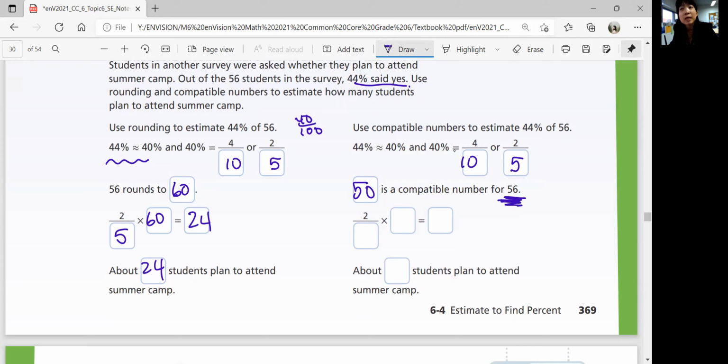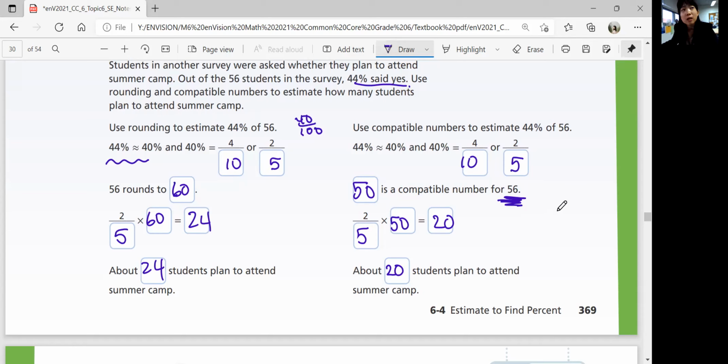A compatible number just means an easier number. Like 50, 100, it's just an easier number to compute. And it's close enough to 56. So 2/5 times 50 is 2 times 50 divided by 5, which is 20. So about 20 students plan to attend summer camp. So either 24 or 20 would be a good estimation for this question.